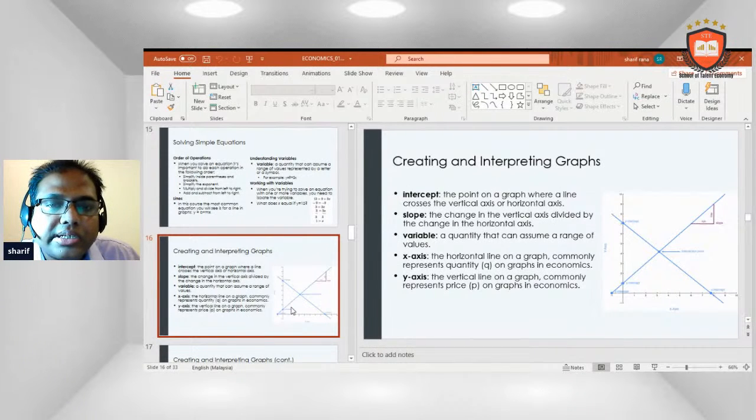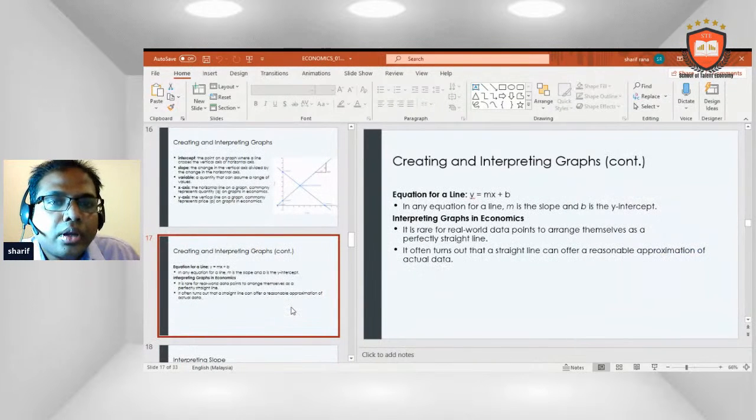Variable: a quantity that can assume a range of values. X-axis: the horizontal line on a graph, commonly representing quantity on a graph in economics. Y-axis: the vertical line on a graph, commonly representing price on a graph in economics. Equation for a line: y is equal to mx plus b. In any equation for a line, m is the slope and b is the y-intercept.